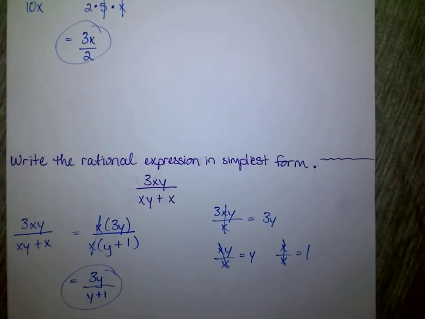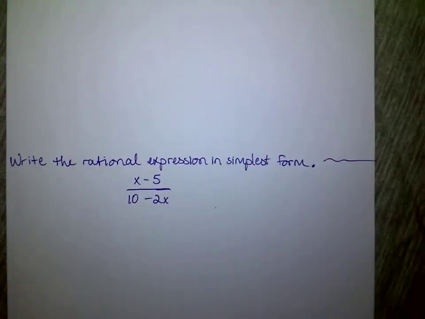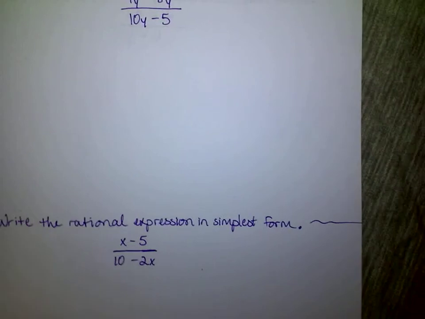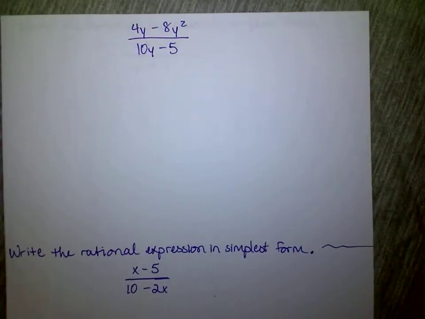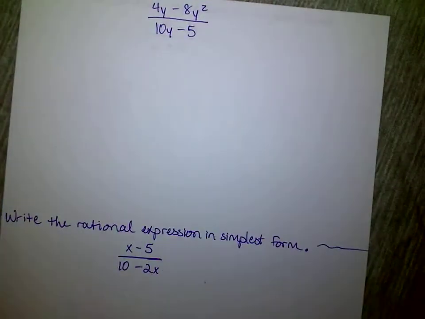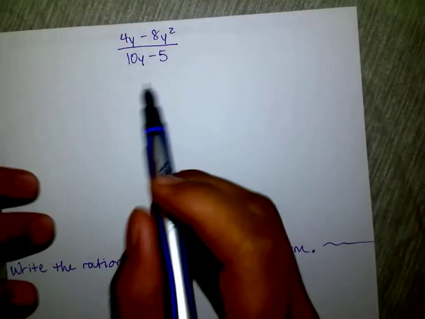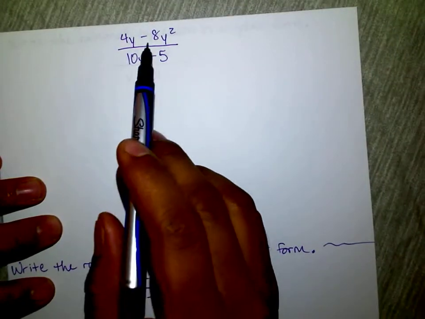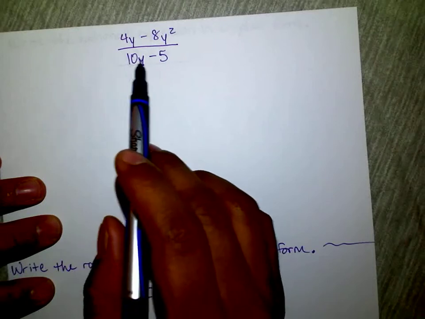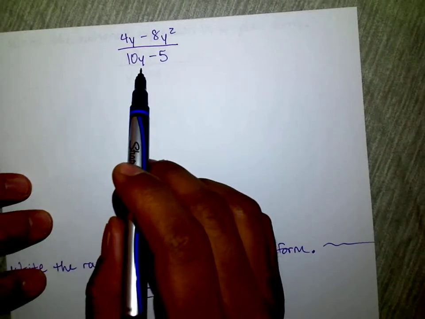All right, let's move on to the next two. Once again, it says write the rational expression in simplest form. We have 4y minus 8y squared over 10y minus 5. With these problems, we want to find common factors that I can pull out of the top and common factors that I can pull out of the bottom.